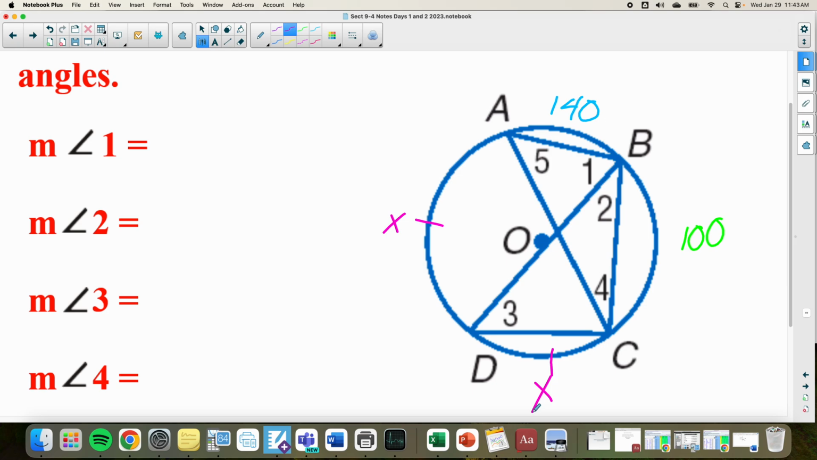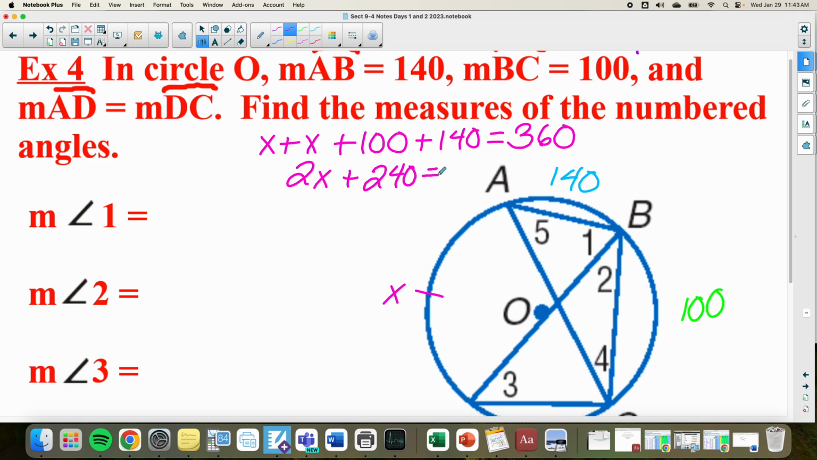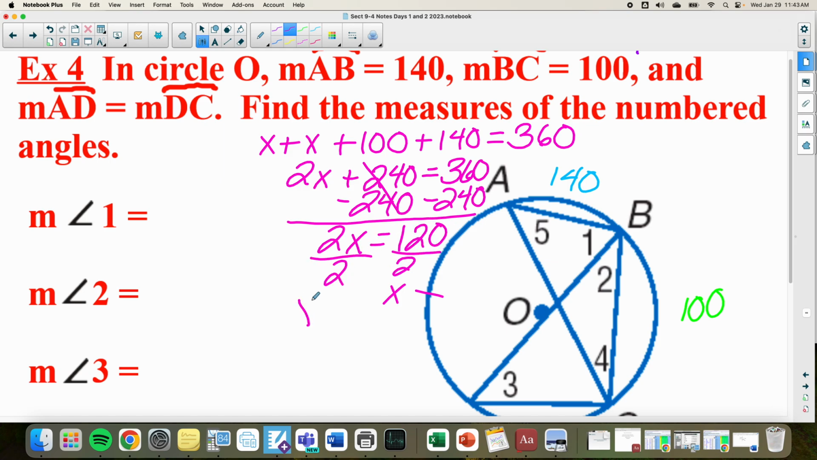If that is confusing to you, you also could have gone X plus X plus 100 plus 140 equals 360 because it's the whole circle. And then X plus X is 2X, 100 plus 140 is 240, and that equals 360. Then we would subtract 240, and we'd get 2X equals 120, divide by 2, and X is 60. So if you could have done it like Christian, that's fine, you don't have to show your work.